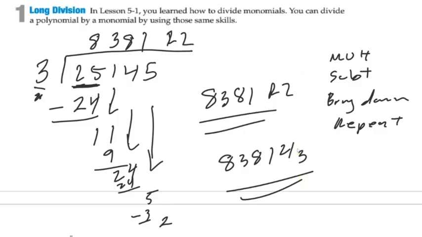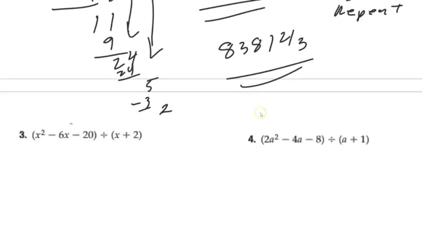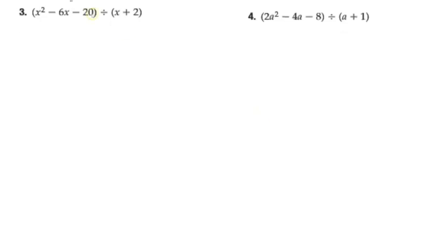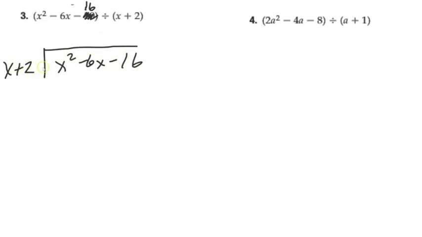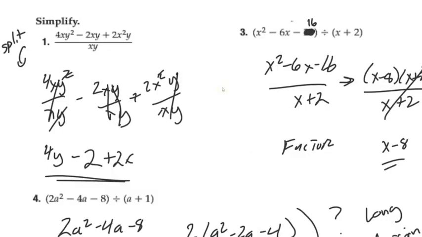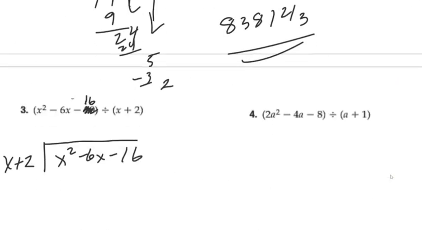That's long division. And we're going to do the exact same process for the two problems we just did. This first one, let me change it back to 16. Let's do long division. I'm going to rewrite this. X squared minus 6x minus 16 divided by x plus 2. We did this problem already. I know what the answer is. The answer should be x minus 8. It's the exact same problem.